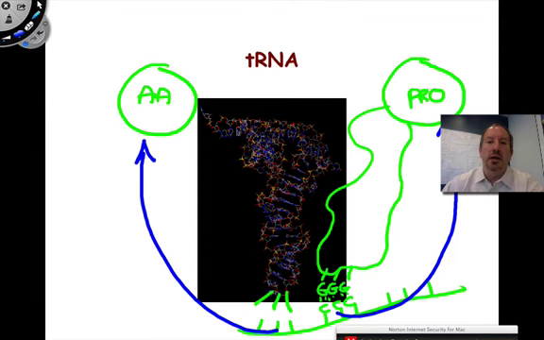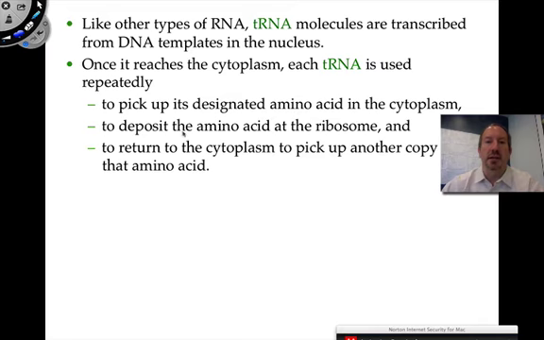And again, what's the point? You want amino acids close enough together so that they can bond and form a peptide bond. That's what you're trying to do, is link amino acids together to form a polypeptide. So this is how the cell gets that done. And so what's interesting is tRNA is made in the nucleus just like all the other types of RNA. But what it can do is leave the nucleus, go out into the cytoplasm, and it acts as a little taxi again. It picks up an amino acid, it delivers it to the ribosome, and then drops it off, and then goes out and picks up another amino acid, very much like a taxi cab.